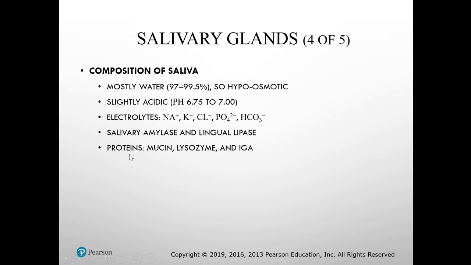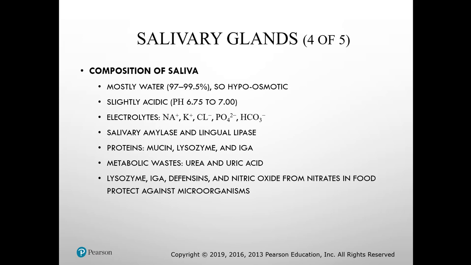And pretty much you have your proteins, such as mucin, lysozyme, and your antibody, IgA. The antibody that's present in your saliva. And you got metabolic waste, urea, uric acid. Now, note that your lysozyme, your IgA, your defensin, and your nitric oxide from nitrates in food are actually the substances found in the saliva that protects us against microorganisms. So the saliva is really very important.